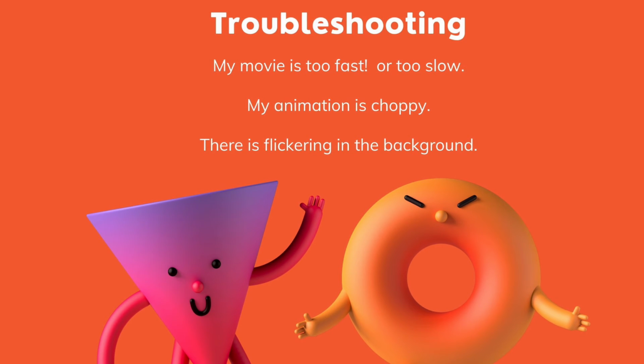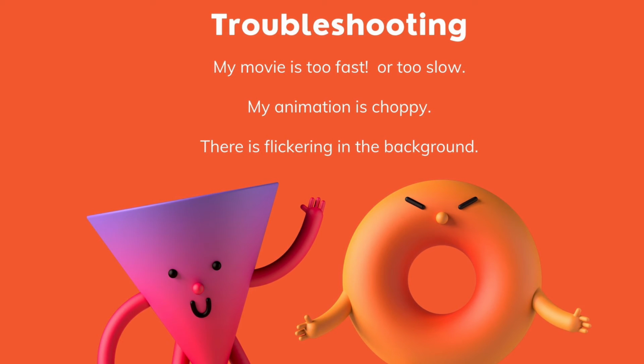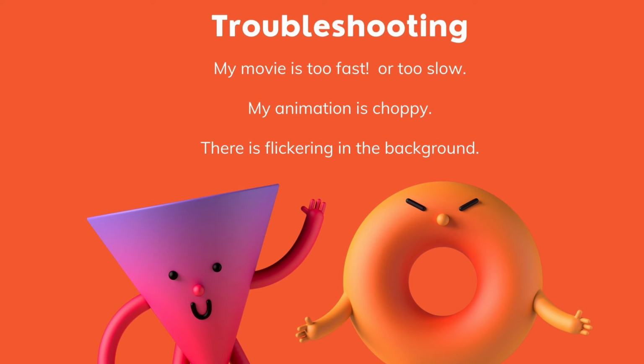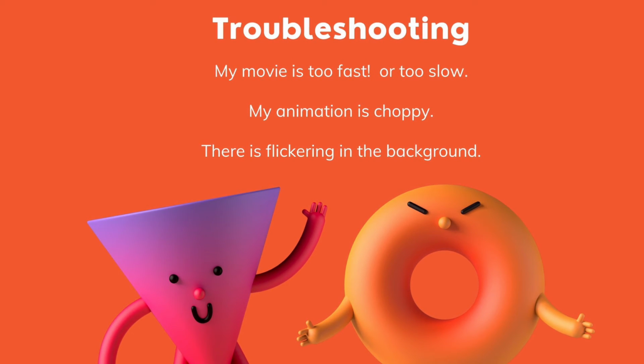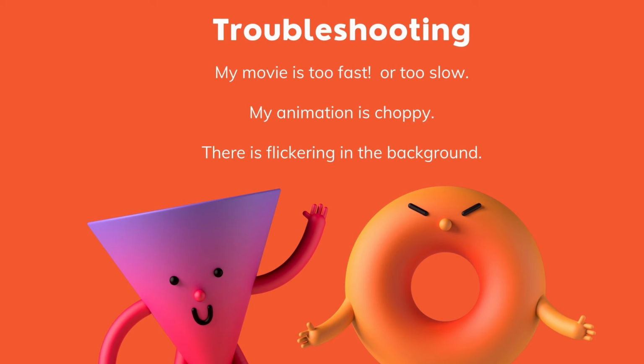And troubleshooting. Here are some common bugs you might run into as you make your first short movie. Is your movie too fast? You could lower your frame rate, also called your FPS. If your frame rate was higher than 5 or 10, you may want to slow it down a bit. Is your movie too slow? Try increasing your frame rate. If it's set to 5, maybe you want to bump it up to 10 and just take more photos.